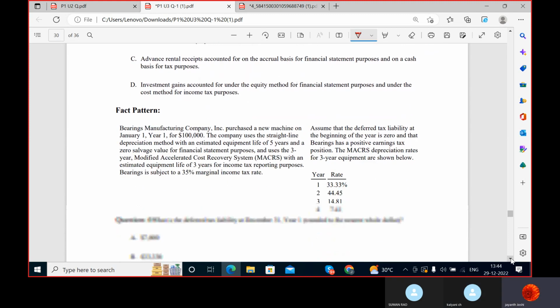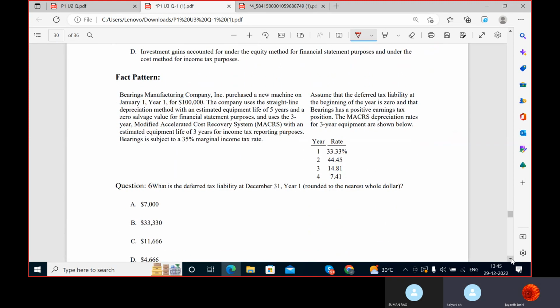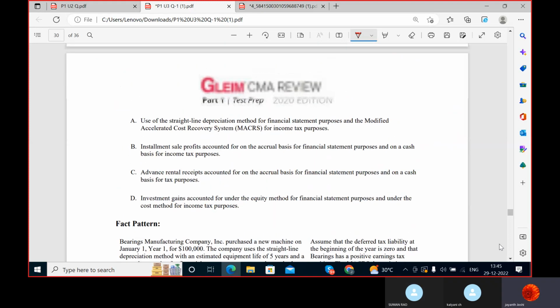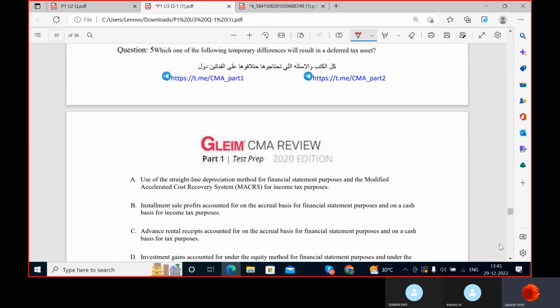Fifth one you do. Okay, no problem. Answer the fifth one also. Not a worry. Which of the following temporary differences will result in DTA? You have to answer this.